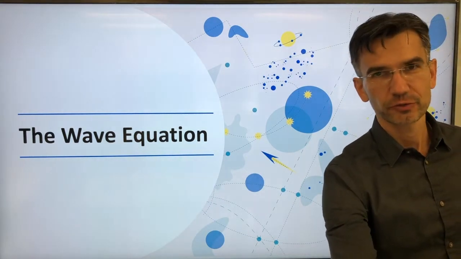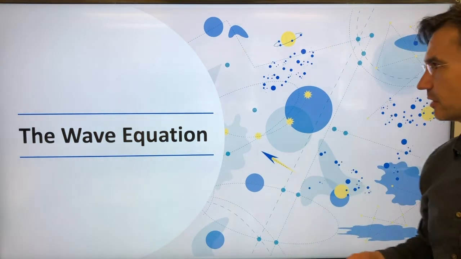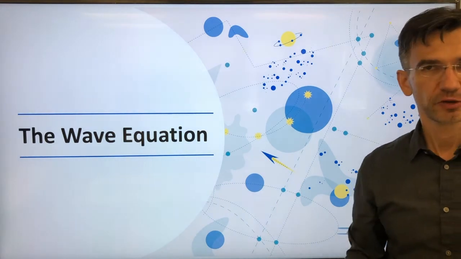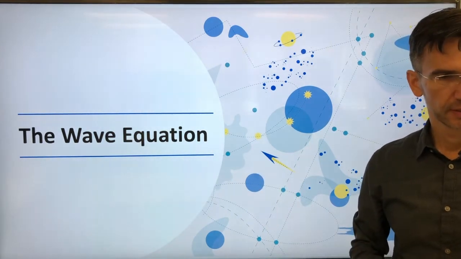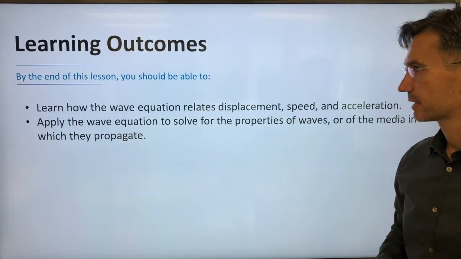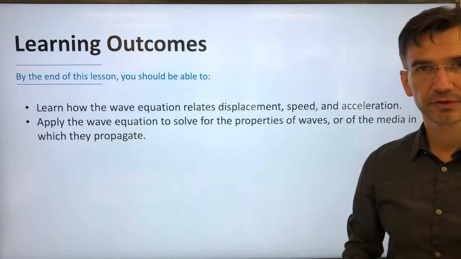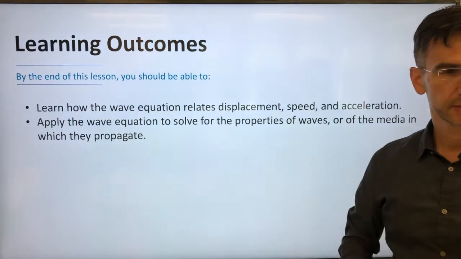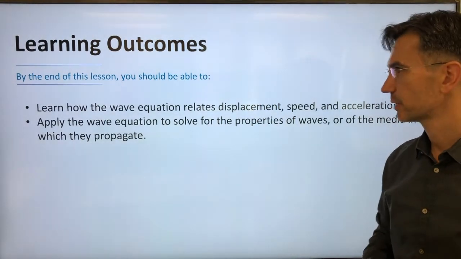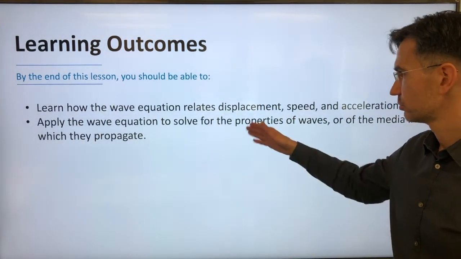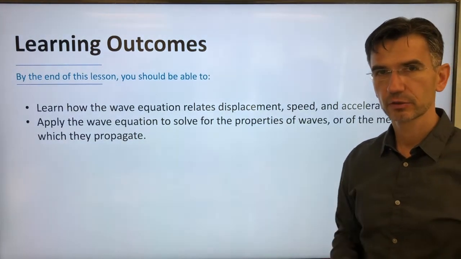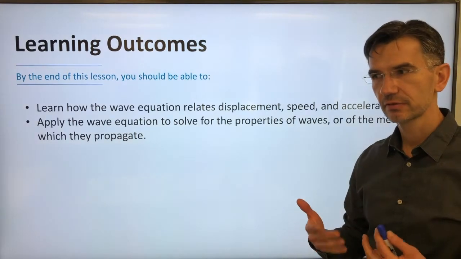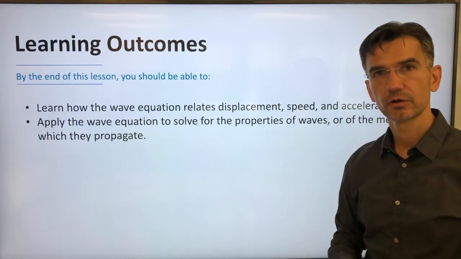Having introduced the general properties of waves, let's see how we can solve wave propagation, and what we'll use is the wave equation. So what we'll learn here is how the wave equation relates displacement, speed, and acceleration in a wave. And we'll learn how to apply it to determine the properties of a wave, or the properties of the medium in which waves propagate.